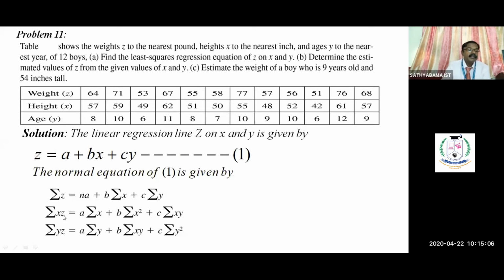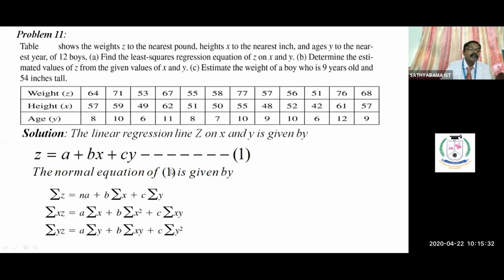The next line is nothing but just multiply this equation by X: sigma XZ equals A sigma X plus B sigma X square plus C sigma XY. Same equation, multiply by Y: sigma YZ equals A sigma Y plus B sigma XY plus C sigma Y square. You can easily remember the formula. We are multiplying first, taking summation, then with X, then with Y. So these are the normal equations.